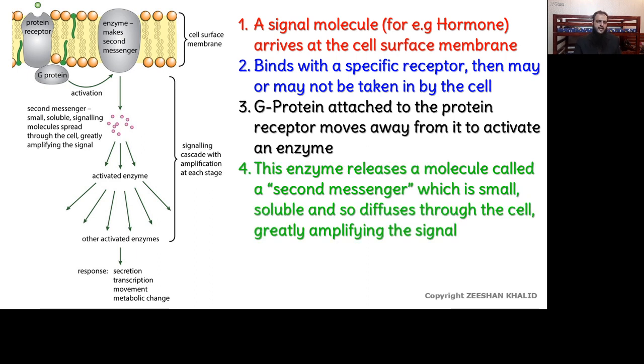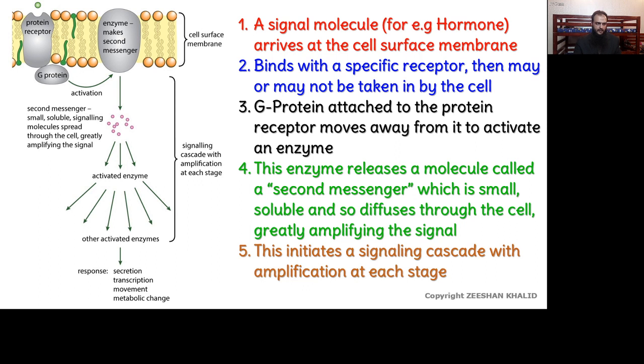Now, what does the enzyme do? Once it gets activated, it secretes a chemical called a second messenger, which is a small soluble molecule, and it diffuses through the cell. And you can see in this diagram, if you look at these pink things, these are the second messengers. They are activating some enzymes, which are in turn activating some other enzymes. And you can see this literally is a signaling cascade with amplification effect.